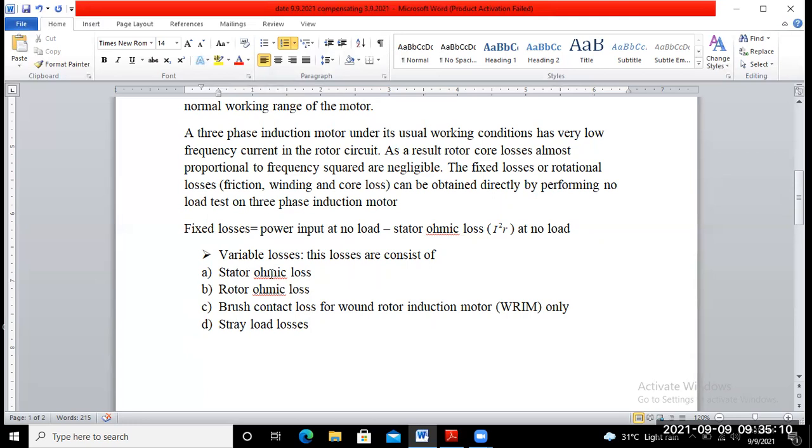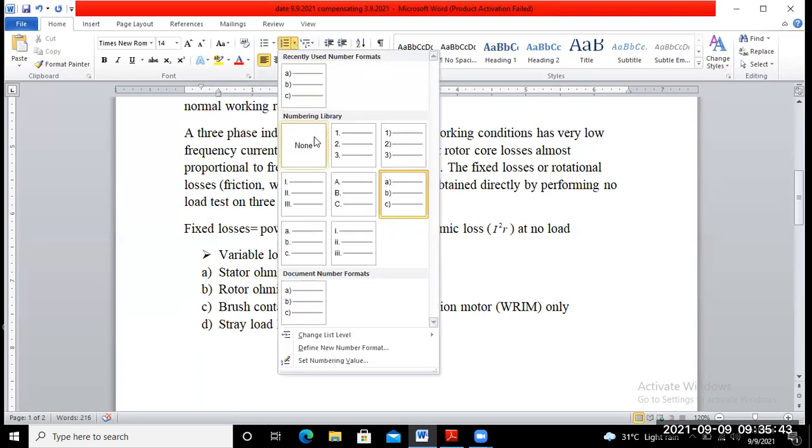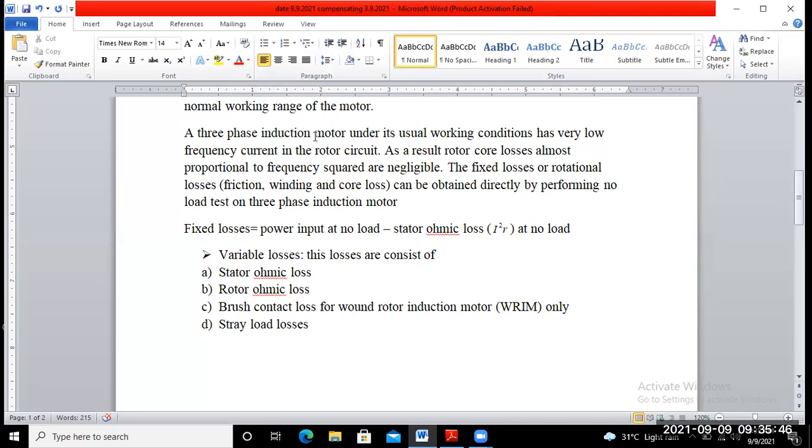So through this, you may also directly obtain the two losses, stator and rotor ohmic losses, by the blocked rotor test, also called the load test, or you may call it the blocked rotor test. So you are able to find the summation of these two losses, stator ohmic losses and rotor ohmic losses, with the help of the blocked rotor test. So the stator and rotor ohmic losses can be calculated.